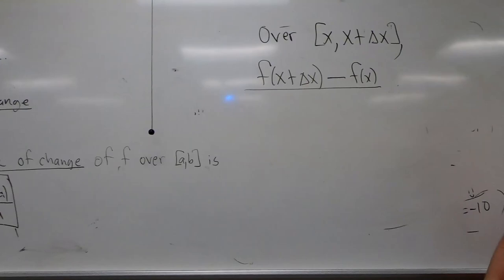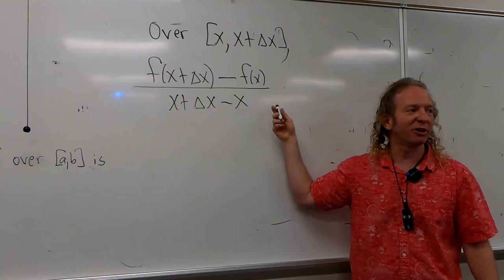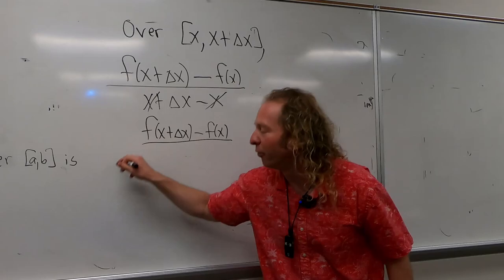And then you subtract this. X plus delta x minus x. What cancels here on the bottom? The x's. The x's, yeah. So you end up with f of x plus delta x minus f of x over delta x.